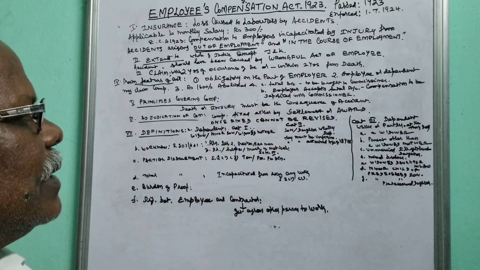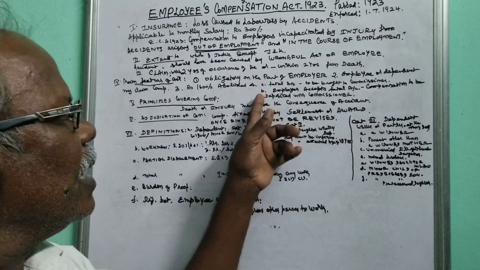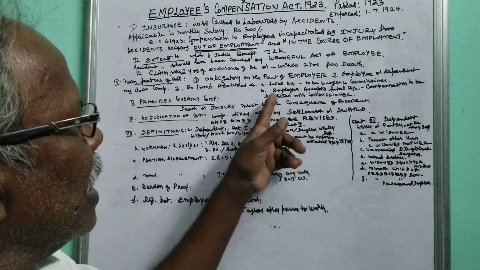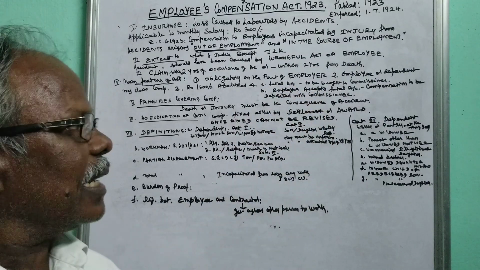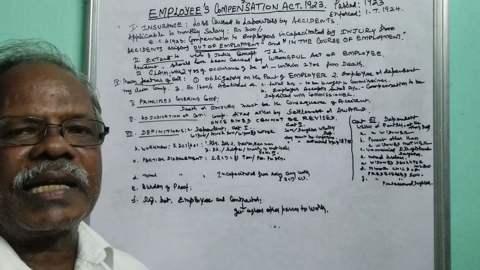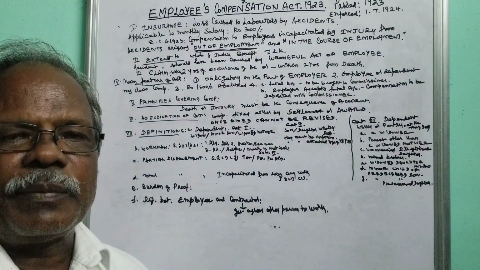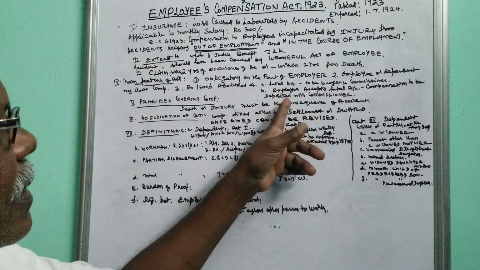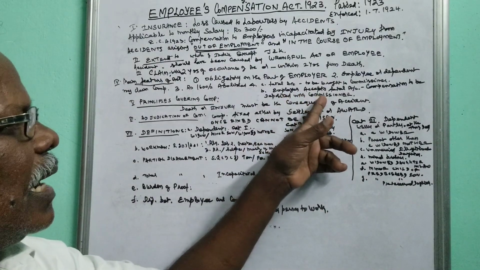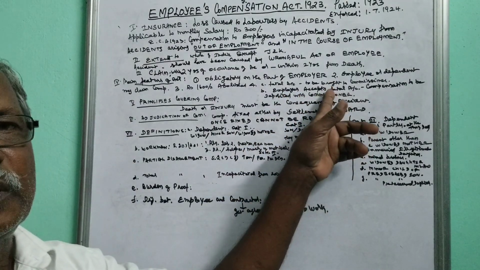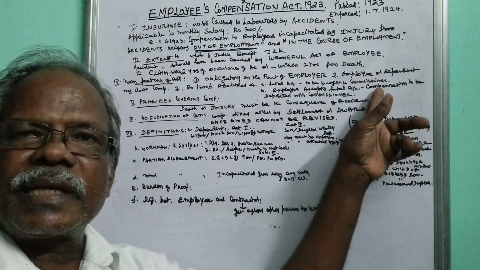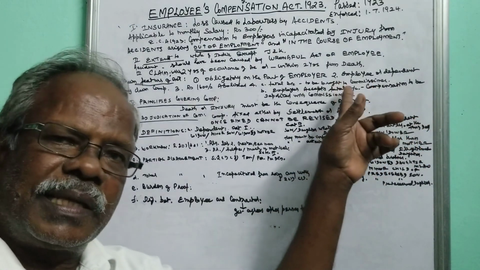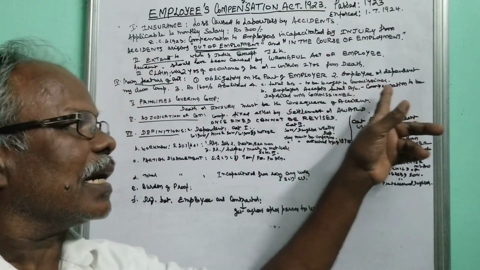And then we'll see another thing: any fatal accident is to be brought to the commissioner, and the employer accepts the fatal accident. So the employer should accept the fatal accident. Compensation is to be deposited by the employer with the commissioner.